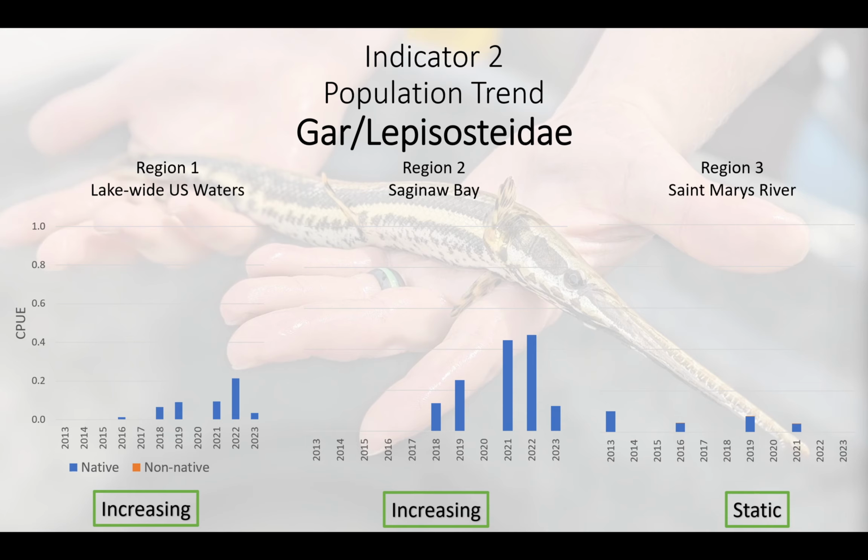In Saginaw Bay, same thing. We're on such a fine y-axis scale. It might look like there are some potential increases in the number of gar that are being detected. But again, it's hovering right around that 0.2 to 0.4 fish per unit effort that we're detecting with these data sets. And then the St. Mary's River, it's remained pretty stable over the time series for the Fisheries Community Index netting surveys. It's hovered right around 0.1 fish per unit effort.